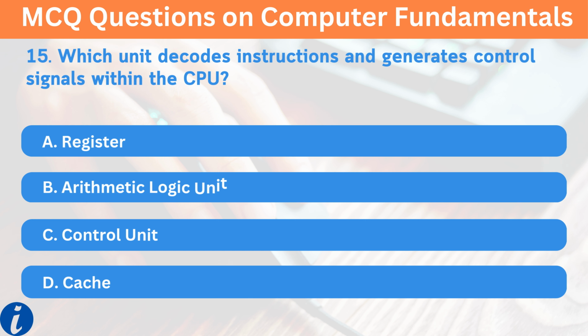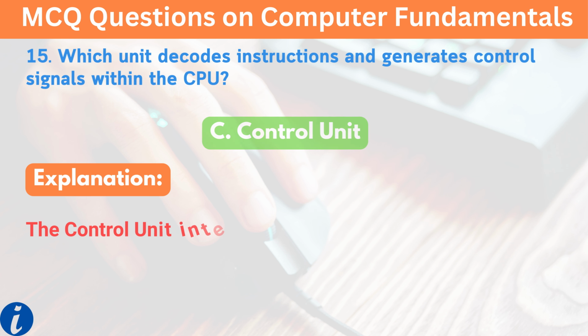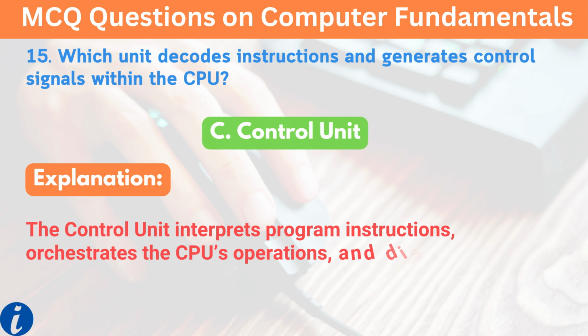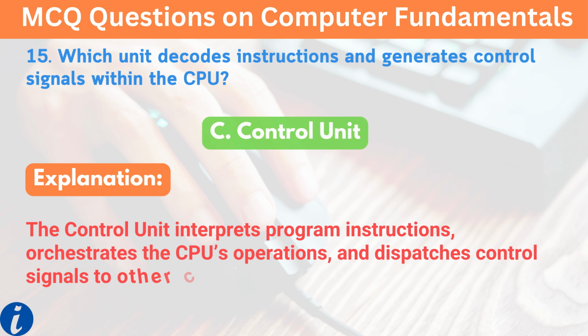15. Which unit decodes instructions and generates control signals within the CPU? A. Register. B. Arithmetic logic unit. C. Control unit. D. Cache. The correct answer is C. Control unit. Explanation: The control unit interprets program instructions, orchestrates the CPU's operations, and dispatches control signals to other components.